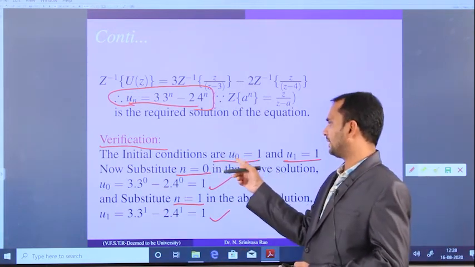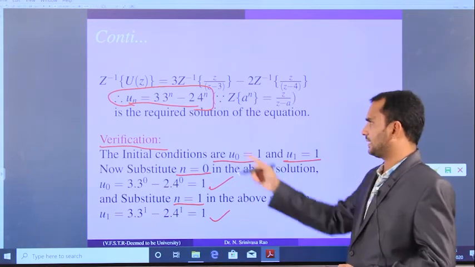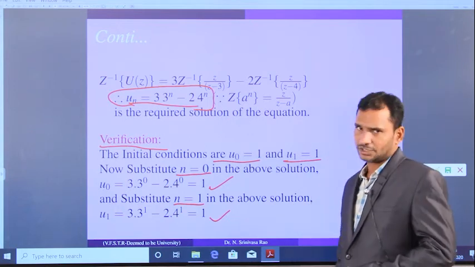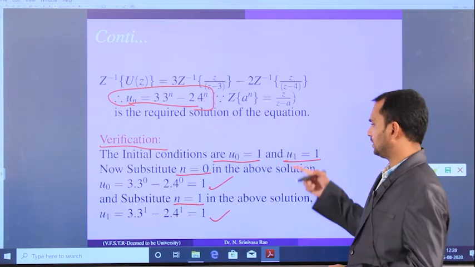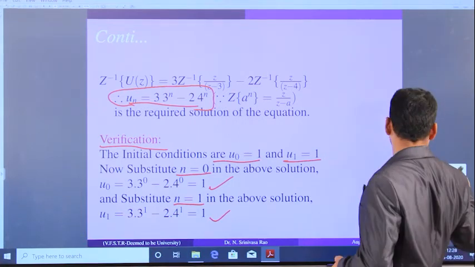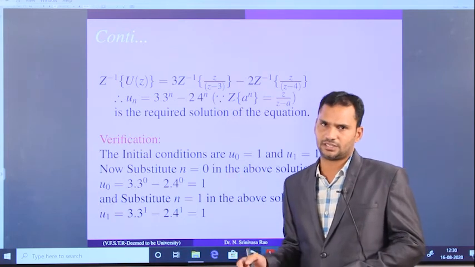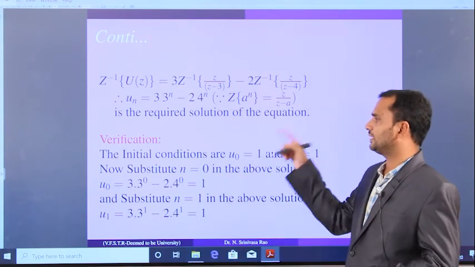So if you get the correct initial conditions, u0 = 1, u1 = 1, then in this case we have got the correct solution. Okay, so this way you have to check for the verification part. Now this is the application of Z transformation. So this way you have to solve the difference equation.